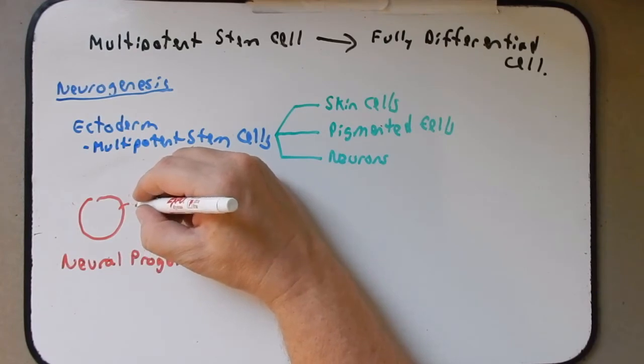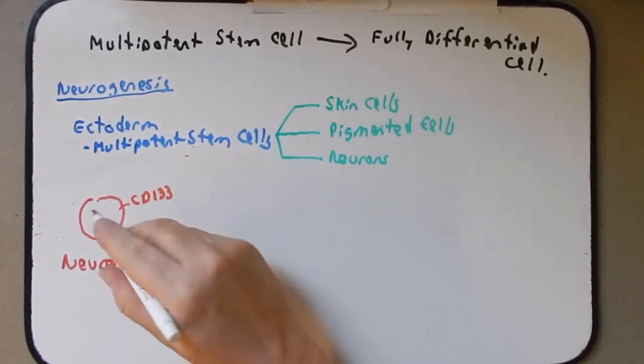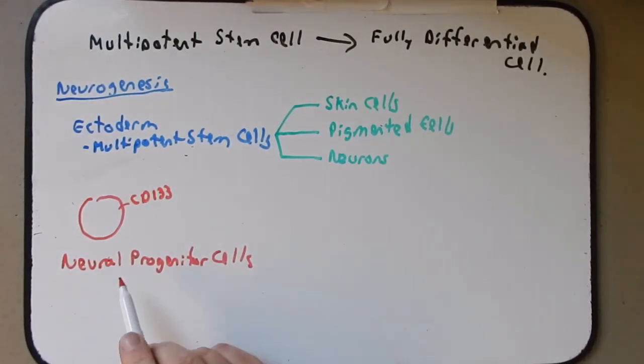They're characterized by having a specific marker on them that only these multipotent stem cells have, and that is the marker of CD133. And it's on the surface of this cell. This is a quick and easy way that we can identify multipotent stem cells, and more specifically, we can help identify neural progenitor cells with this marker.